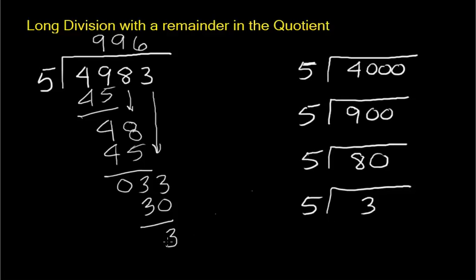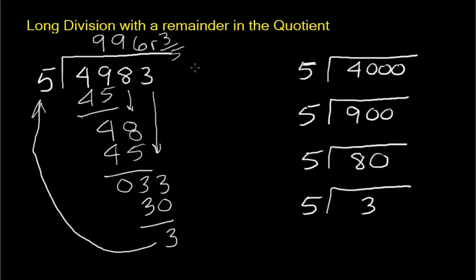So what does that mean? That means that 5 goes into 4,983 996 times. We have this remainder of 3. Well, what does that really mean? That means 3/5. We have 3/5 left, or 3 out of 5. So we could put this as a fraction, right? With a remainder of 3/5, right?